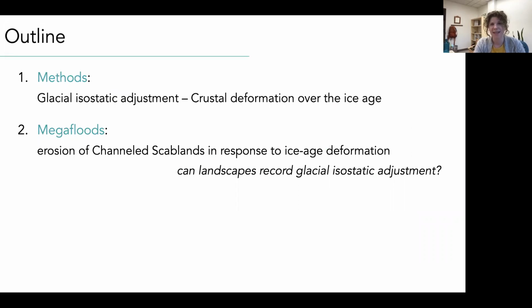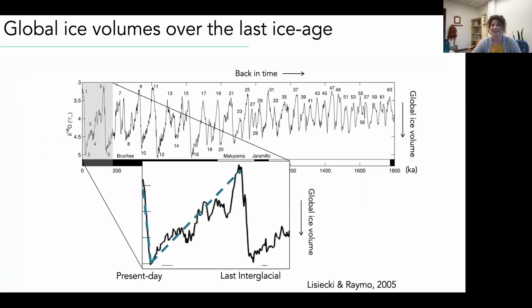Okay, so we're going to now apply this tool set to the channel scablands and ask, how has the erosion of the channel scablands changed in response to this process of glacial isostatic adjustment over the course of Ice Age mega flooding? And so I will talk about this paper that I wrote about this. Oh, I recently added this actually. I thought I would do a little bit of an introduction to Ice Age stuff, but it sounds like you guys are already thinking about it.